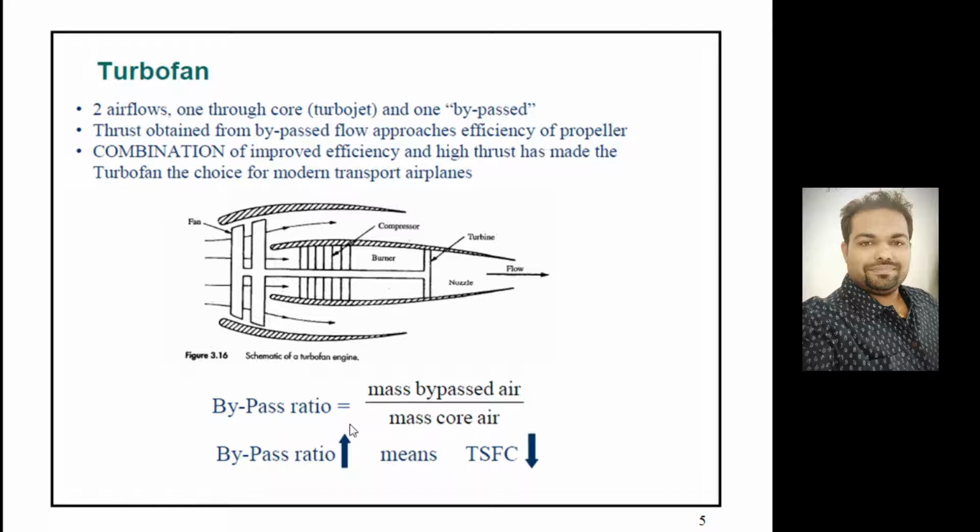So bypass ratio is nothing but the mass of the bypassed air, that is called cold air, divided by the mass of core air, that is called hot air, which is coming here. So this ratio is called bypass ratio. If bypass ratio is more, that means more cooling. So more cooling means lesser thrust specific fuel consumption, so fuel consumption will be less.